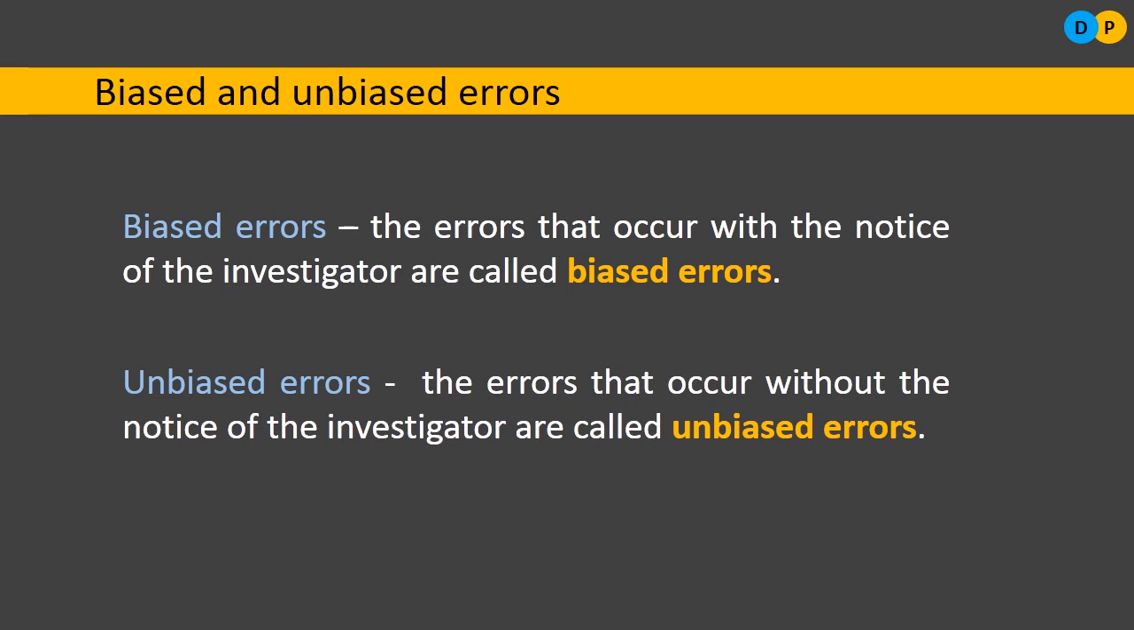So in a statistical survey or statistical investigation, there are two types of errors that might creep in: biased errors and unbiased errors. Biased errors are because of the investigator. Unbiased errors are without the control of the investigator, beyond his control, not made by the investigator. They are referred to as unbiased errors.